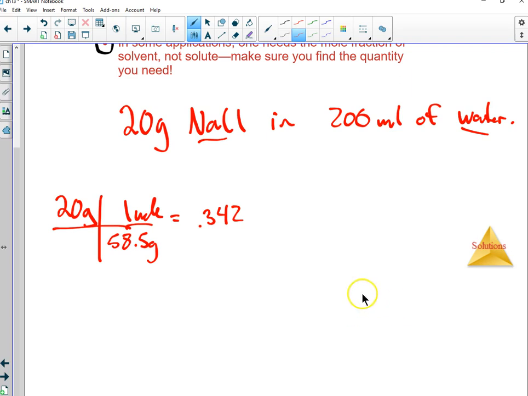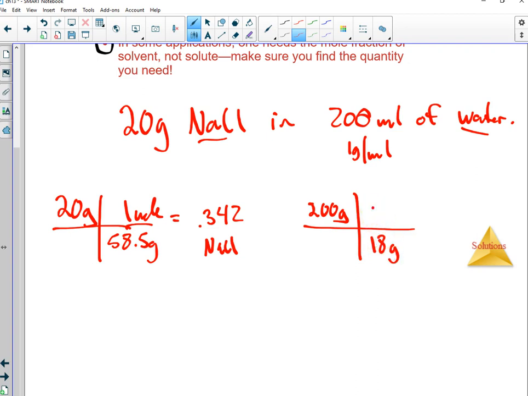Okay. All right. Now, that's for NaCl. What do you do with the water? Because it's only in milliliters. All right. Good. The density is 1 gram per milliliter. So it's 200 grams of water. The molar mass of water is 18 grams per 1 mole. 11.1.